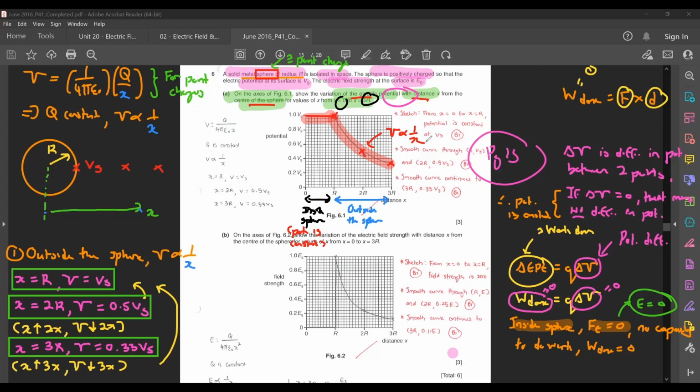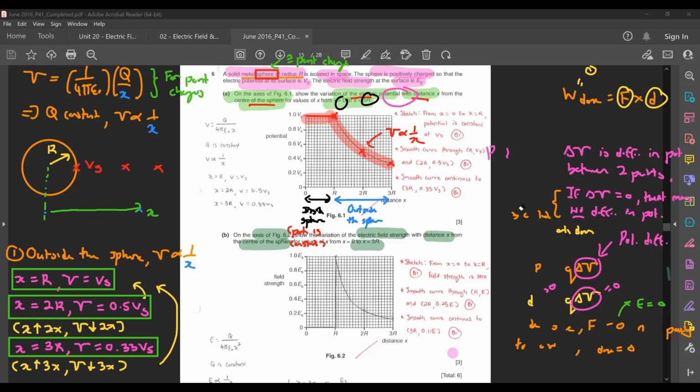Then after that, you move on to part B. Part B is asking you to do this. On the axis of figure 6.2, show the variation of your electric field strength with distance x from the center of the sphere for 0 to 3R. They're asking you to do something similar again, but for field strength. So this one, I will rub off and explain the electric field strength first. For you, just give me a moment.